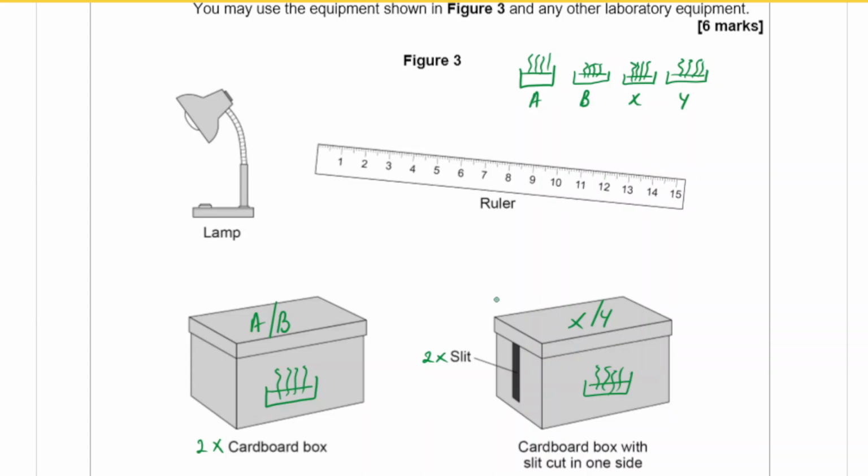So ideally what you'd want to do is put these cardboard boxes, put A and X in a dark cupboard without any light, and you put B and Y where there is light, or you could actually place the lamp in front of the slit, and you'd make sure that you're placing the lamp at equal distance from the box, let's say 20 centimeters or so.